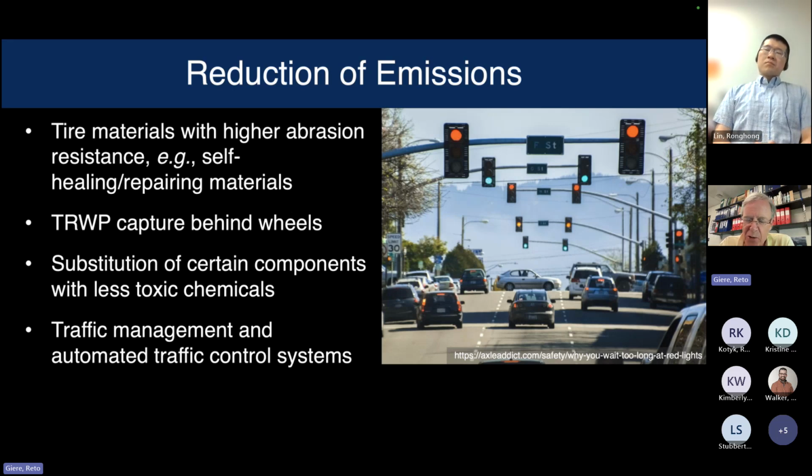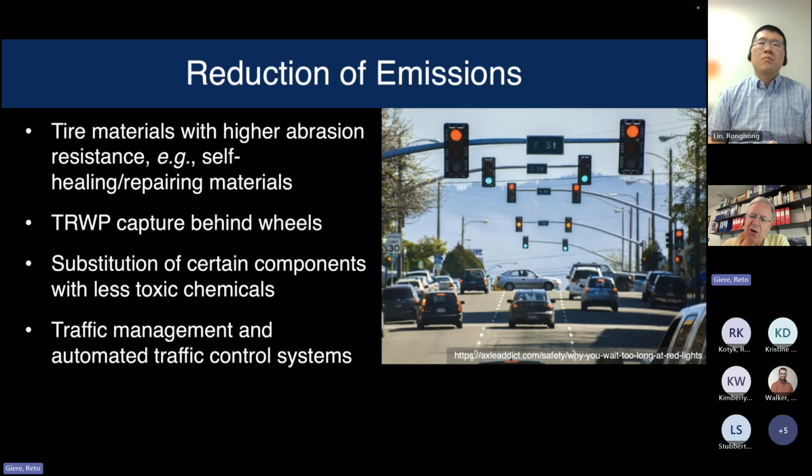Some are close to being commercially available. These are so-called self-healing materials. So when there's a little cut in the tire, it doesn't necessarily lead to breaking off of that little particle, but it can actually self-heal. So extensively higher abrasion resistance. That's one of the goals that the tire engineers are working on.